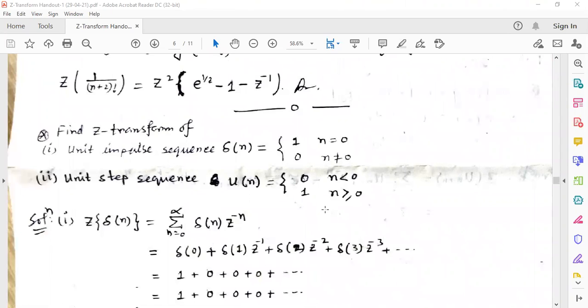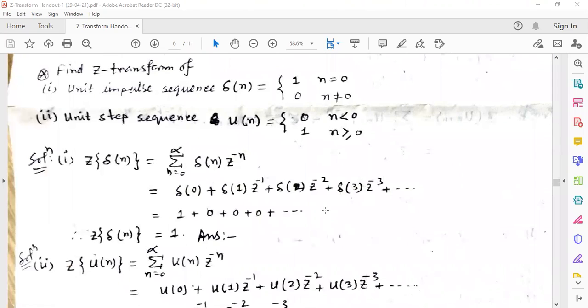Now today we are interested in the unit step function, how to find the z transformation of the unit step function. At first, two problems are given. Number one, find the z transformation of the unit impulse sequence. The unit impulse sequence is given by delta n equal to 1 when n equal to 0, and otherwise, when n is not equal to 0, delta n equal to 0. This is called the unit impulse sequence. Now we have to find the z transformation of this.